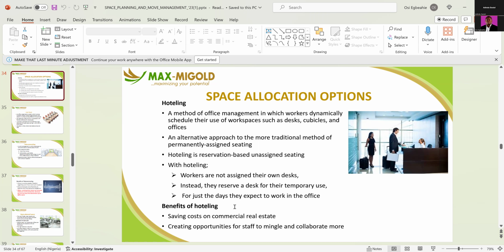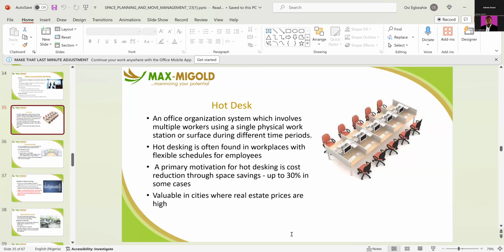The benefit of a tailing system is saving costs on commercial real estate and creating opportunity for staff to mingle and collaborate more. Then we also have the hot desking system, an office organization system in which multiple staff use a single physical workstation or surface during different periods of the day or different periods of the year. The hot desk is often found in office space with flexible schedules for employees, where some people do shifts. Some people will work in the morning and others will work in the evening.